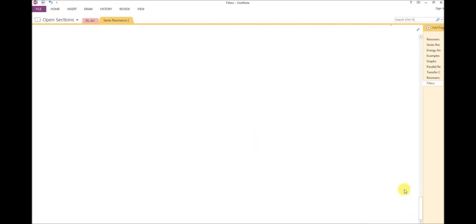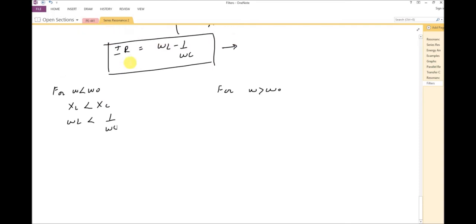different scenarios. One is for omega less than omega naught and the other one is for omega greater than omega naught. For omega less than omega naught we have XL less than XC. So if XL is less than XC, it means omega L is less than 1 over omega C, right? So from the equation A, omega L is less than 1 over omega C, it means that the resistance value is negative.